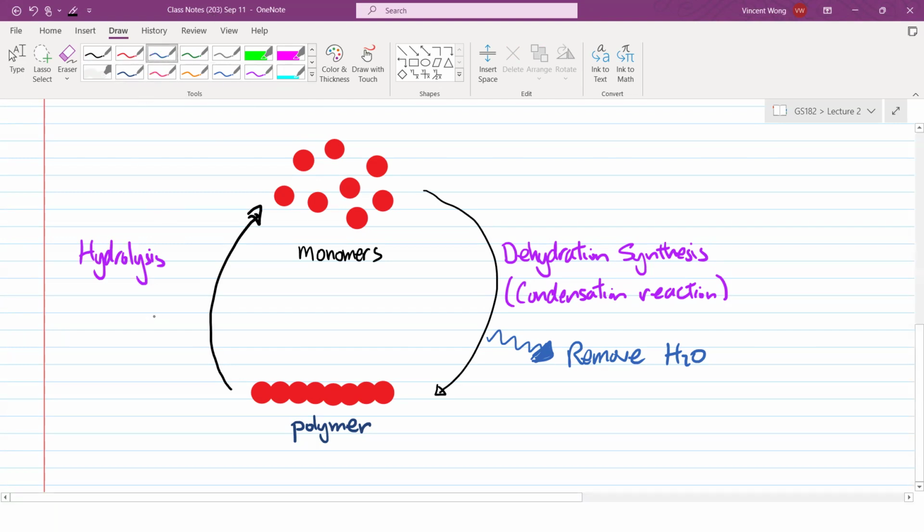And hydrolysis requires you to add H2O. So this is basically what happens in the body. You eat your food, your carbs, your proteins, and whatnot. When it goes into your body, it's in the form of a polymer. Your digestive system adds water to it and breaks it back down into these building blocks.